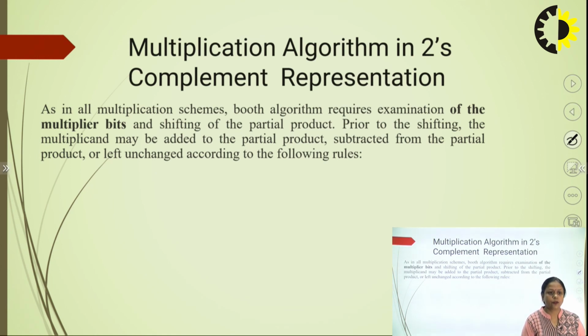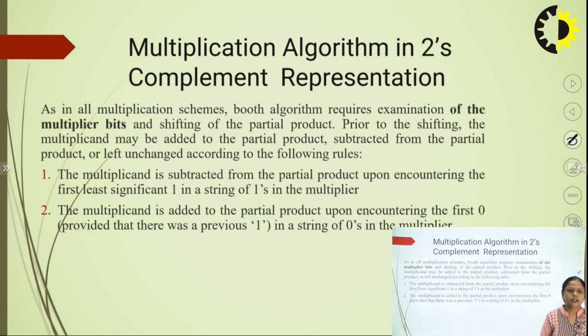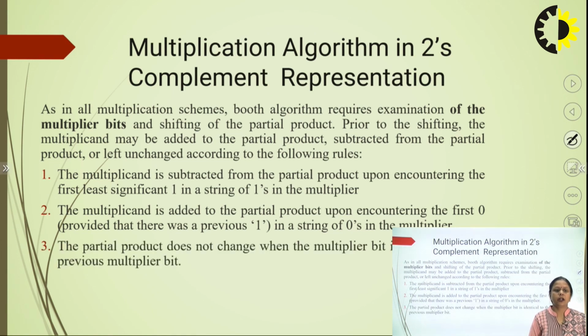So what are the main rules for the Booth algorithm? The multiplicand is subtracted from the partial product upon encountering the first least significant one in a string of ones in the multiplier. This is the first rule. Second, the multiplicand is added to the partial product upon encountering the first 0, provided that there was a previous one, in a string of zeros in the multiplier. Third, the partial product does not change when the multiplier bit is identical to the previous multiplier bit. So these are the three main rules for the Booth algorithm.